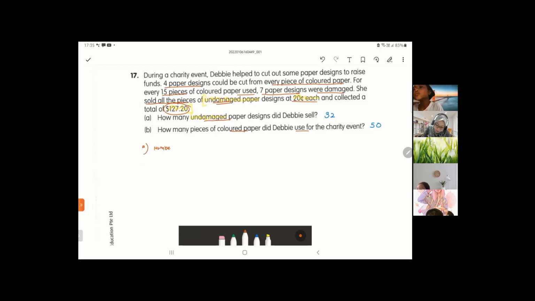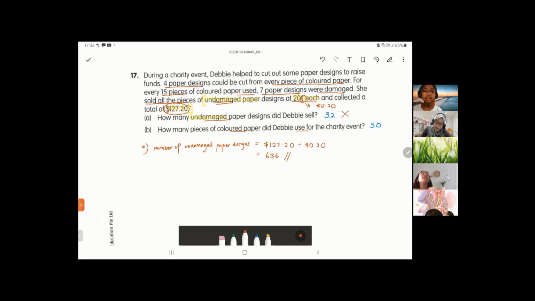Number of undamaged paper designs will be, 20 cents is in cents. This is in dollars. What must I do to 20 cents? Change it to dollars. Okay, that will be 0.20. So 127.20 divided by 20 cents equals 636. Done. This is the answer for part A. Easy, right?